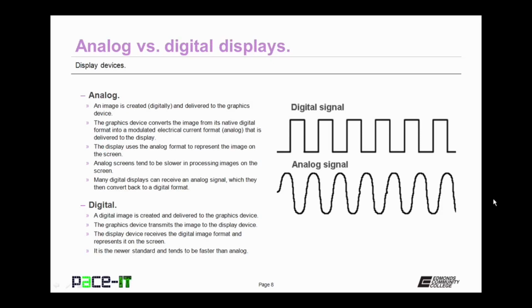Analog screens tend to be slower in processing images on the screen. Now, many digital displays can receive an analog signal, which they then convert back into a digital format. Now let's talk about digital. A digital image is created and delivered to the graphics device. The graphics device transmits the image to the display device in its native digital format. The display device receives the digital image and represents it on the screen. It is the newer standard and tends to be faster than analog.